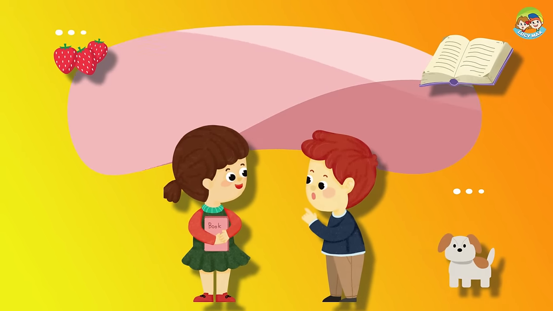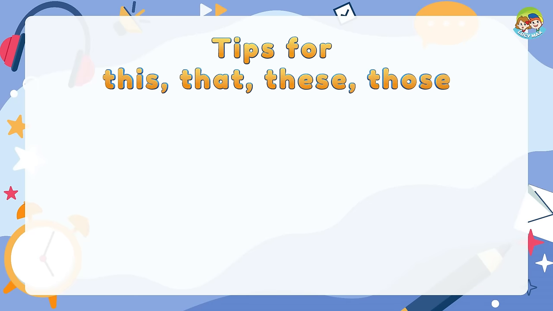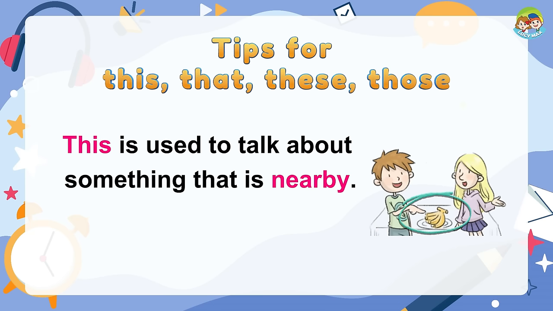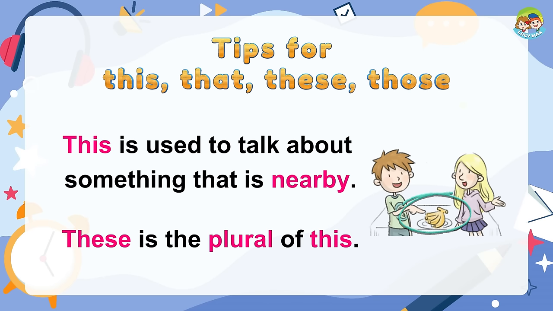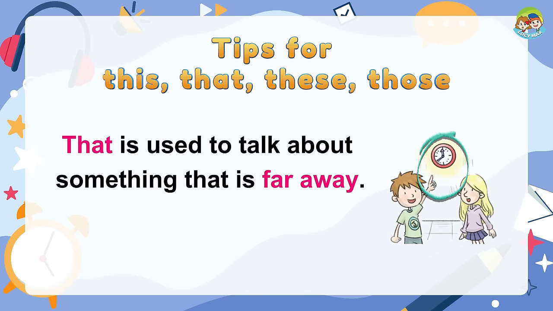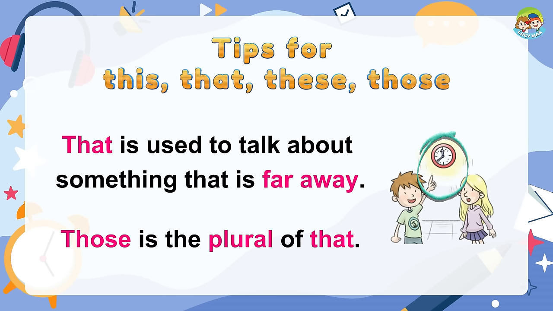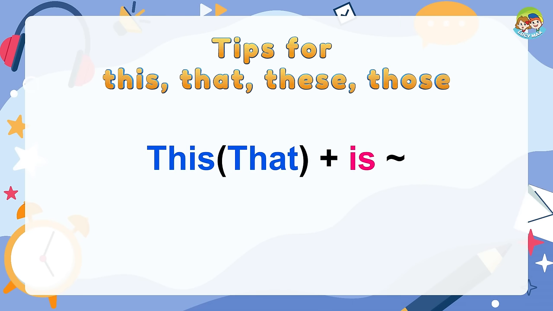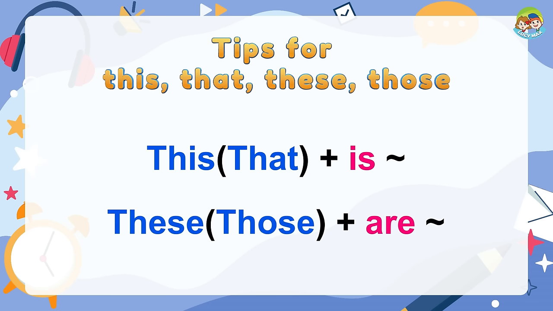Grammar tips. We'll talk about tips for what you just listened to. Tips for this, that, these, those. This is used to talk about something that is nearby. These is the plural of this. That is used to talk about something that is far away. Those is the plural of that. We use this, that, plus is. These, those, plus are.